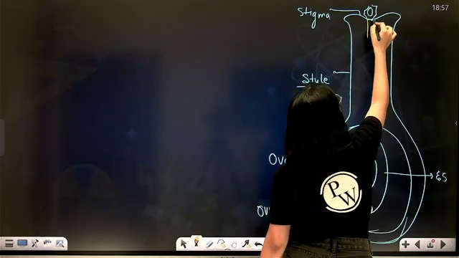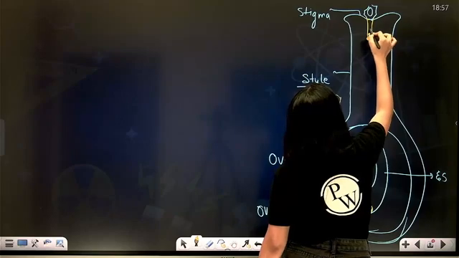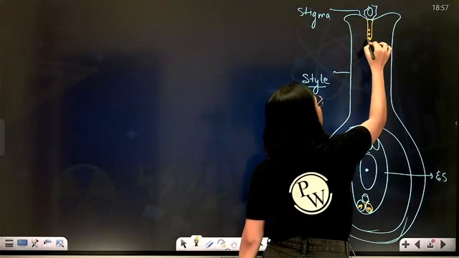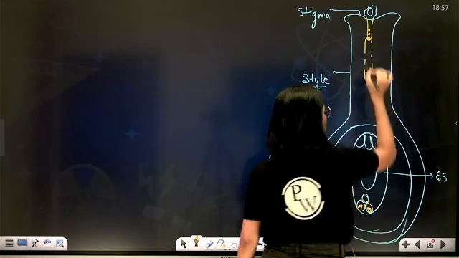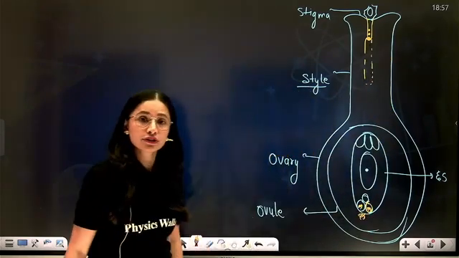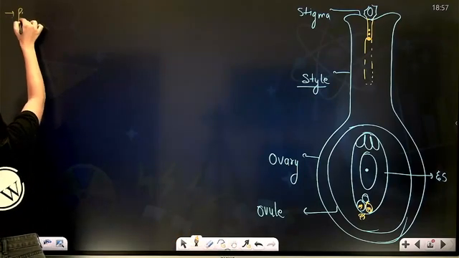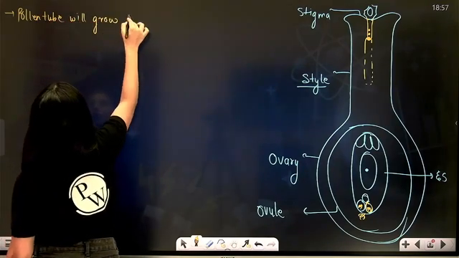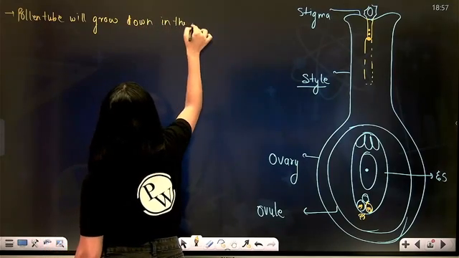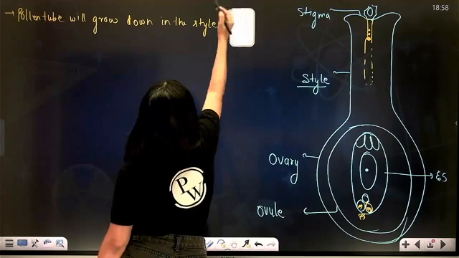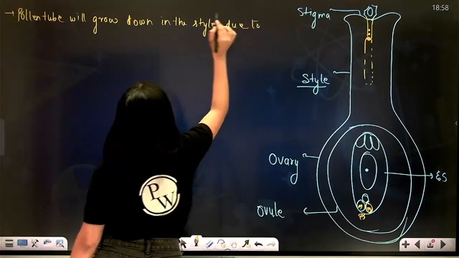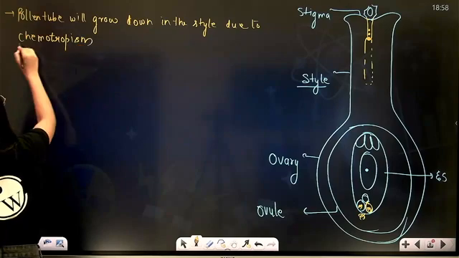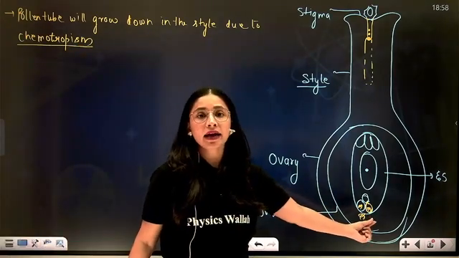Now, pollen tube formation is here. Active cytoplasm, nucleus, vegetative cell and tube, generative cell. Now, this pollen tube is going to grow in the style in the presence of the chemicals which are released by synergids. So, next point is pollen tube will grow down in the style due to chemotropism. Chemotropism means, beta, movement of pollen tube in response to the chemicals released by synergids.